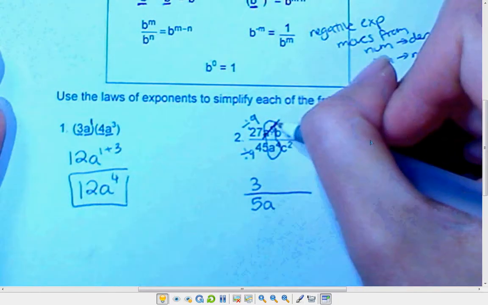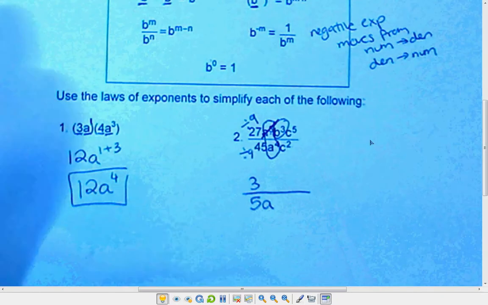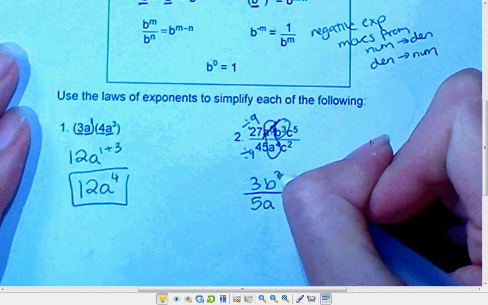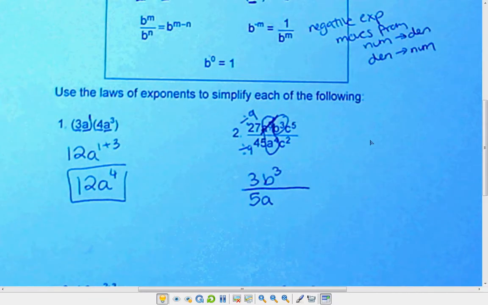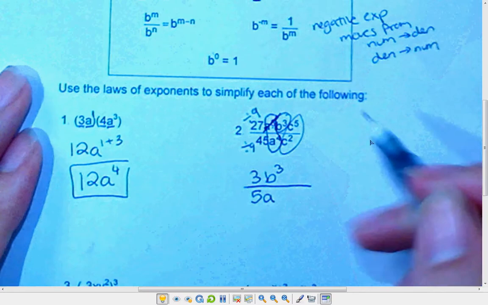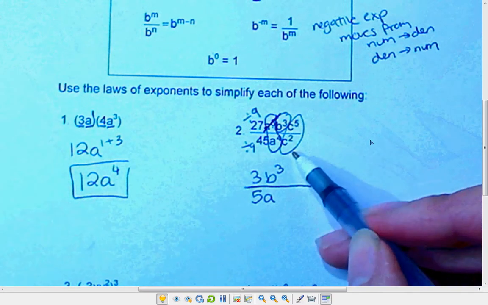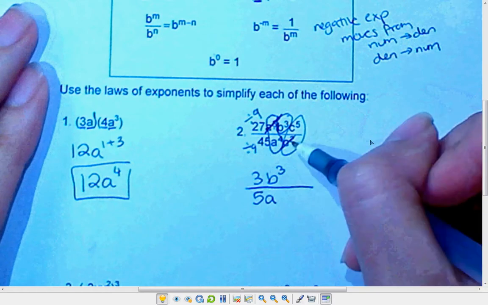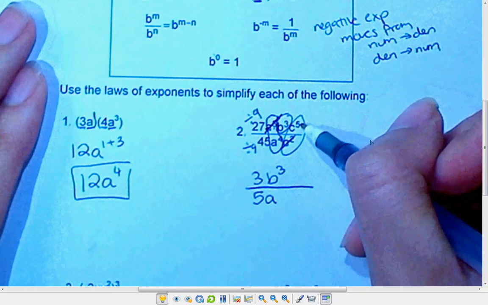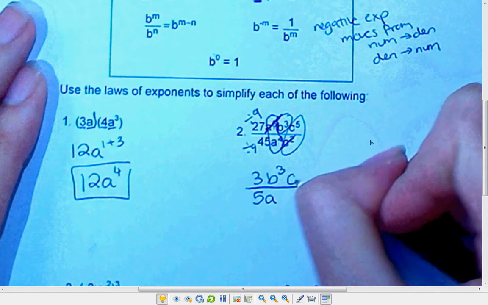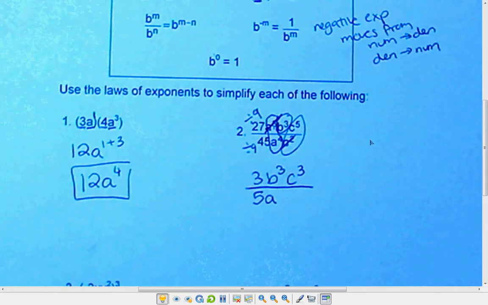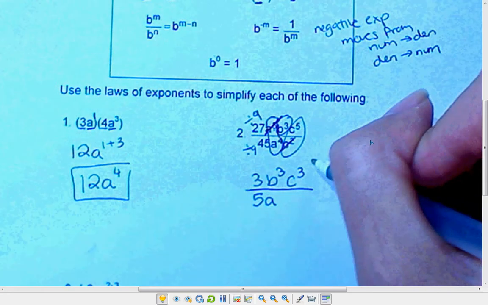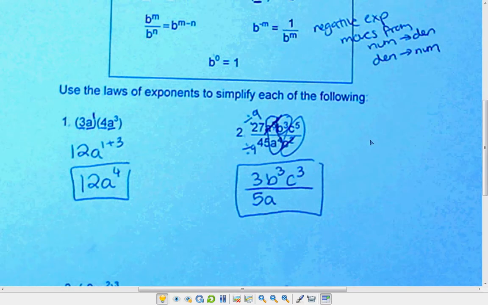Now let's look at our b's. So b to the third, that's the only base with a b, so we're just going to leave it. And now let's look at our c's. So we have c to the fifth divided by c squared, so we can cancel out 2 c's, c squared. If we take out 2 of these c's, we're subtracting 5 minus 2. It leaves us with c to the third. So can't simplify anything else. This is my final answer for number 2.